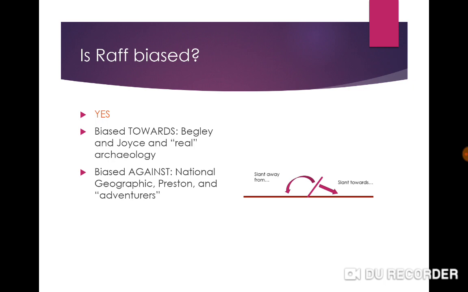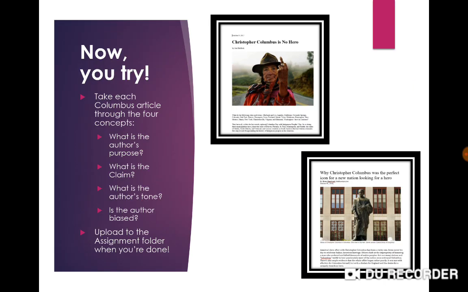Okay, so when you answer the question about bias, it's a yes or no answer, and you should be able to understand what they're biased towards and what they're biased against. Okay. Now it's your turn. So I've taken the RAF article through all 4 concepts. You can see the questions there. Those 4 questions are what you're answering on your own paper. So you should be typing this up. You should take those 4 questions through Christopher Columbus is No Hero. And then you should do the same 4 questions again for the icon article.